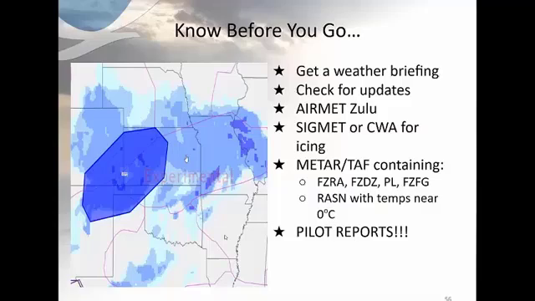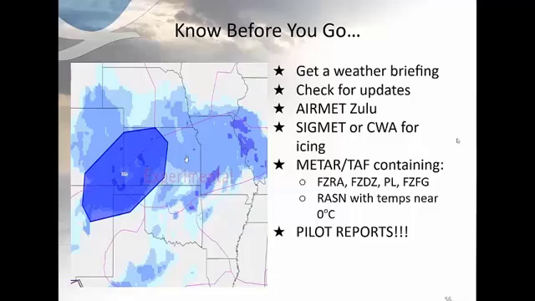And look for the AIRMET Zulu. That's your AIRMET for icing. If it's over your area or even close by, you need to be looking for icing. SIGMETs or center weather advisories for icing mean that it's happening and it's affecting everybody, and it's probably pretty bad. I would definitely not fly in a SIGMET for icing. In your METARs and TAFs, again, look for those freezing precipitation types: freezing rain, freezing drizzle, sleet, freezing fog. Even a rain-snow mix, if the temperature is close to 0, you could probably pick up some icing in that area. And then again, look for pilot reports.